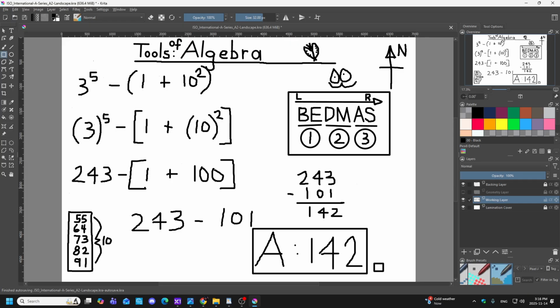That one is number 21. I could check the answer. And the answer is 142. Great job, guys and gals.